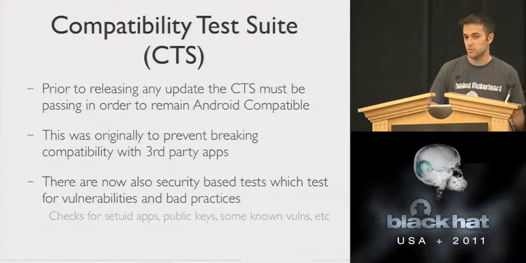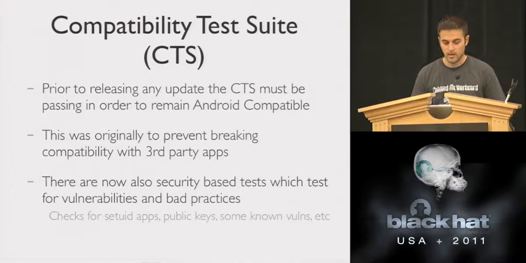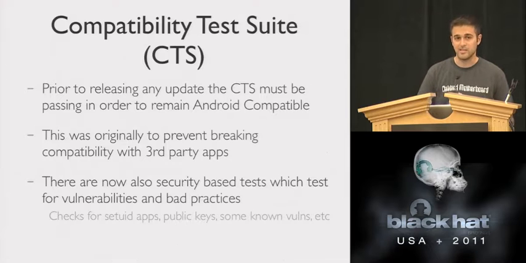What's been added into this suite of tests is actually a really great thing. It's all the security-based tests around this. These tests include things like checking for set UID native applications, checking to see if there are any bad signers on the device that we don't want to ship with, debug signers, test signers, and recently we've even seen the addition of checking for vulnerabilities, like the Gingerbread exploit is actually being checked for in the CTS suite.